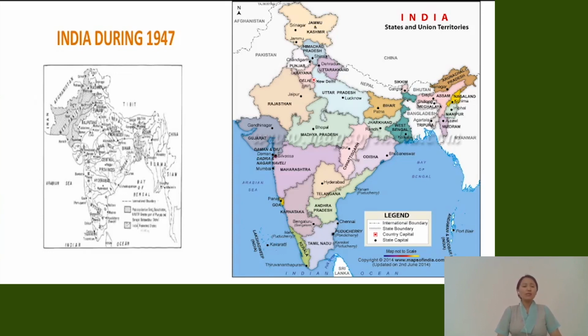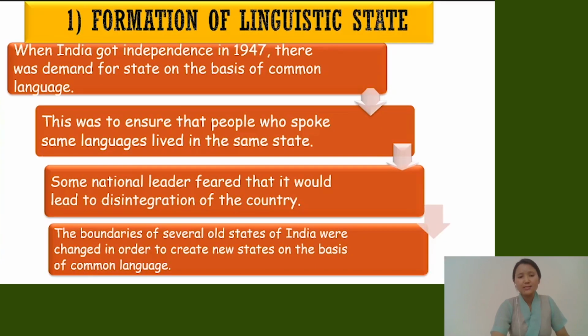When India got independence in 1947, at that time the internal boundaries of the country were totally different. After 1947, the internal boundaries of the states of India were recreated or redrawn mostly on the basis of language, a common language. So let's discuss here the formation of linguistic states.